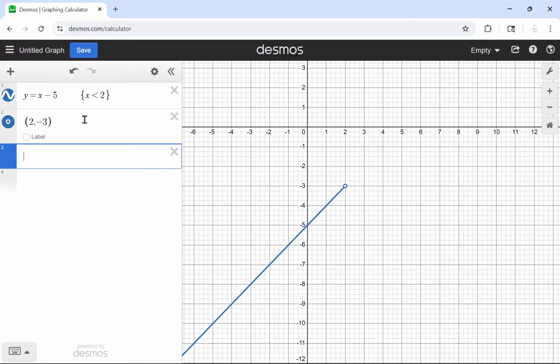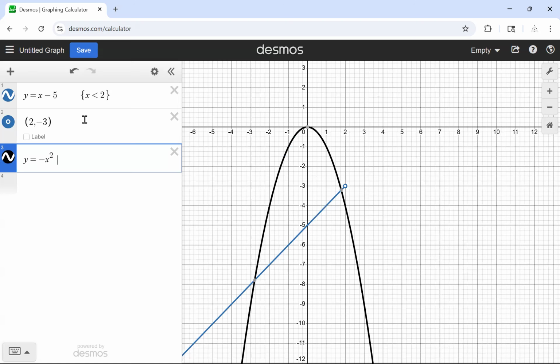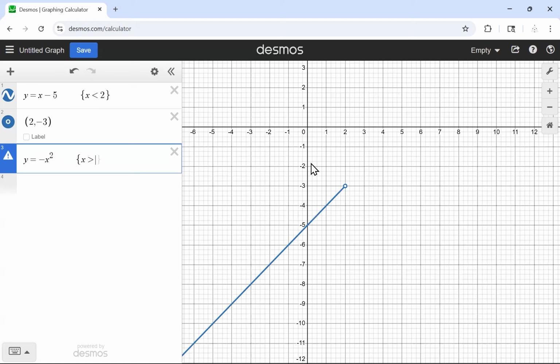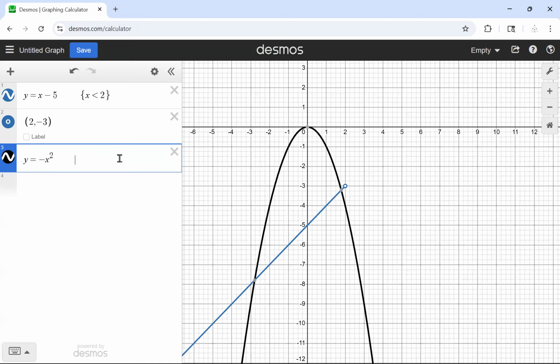The other part of that piecewise defined function was negative x squared. So we write y equals negative x squared, and we want that, as you can see, here's what it looks like. We want that for any x values that are greater than or equal to 2. So normally it would be that entire parabola, but we're only looking at the parts from 2 and higher.